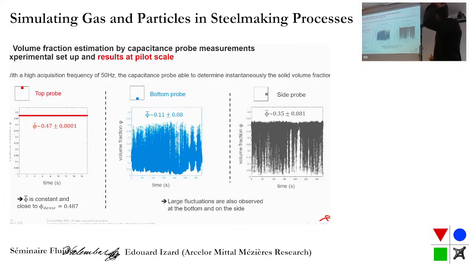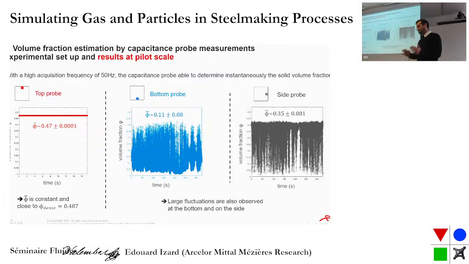And what we observe, so we have what you can see here. So we have 3 graphs. When the probe is looking at the top, you see that the value is quite constant. And we have a value which is close to the dense state.